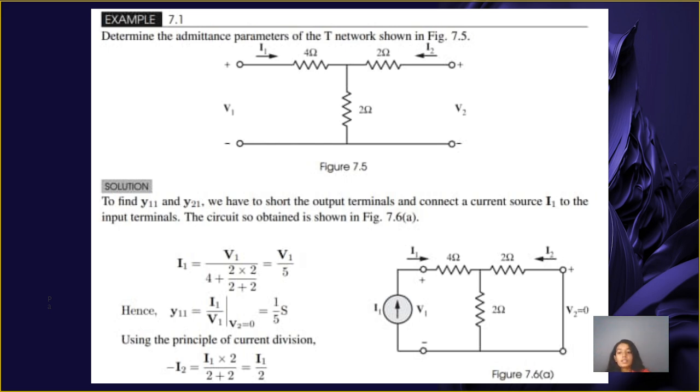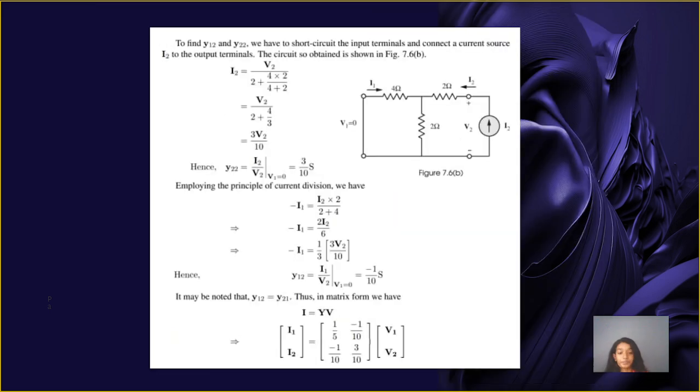Hence our Y11 equals I1 by V1 at V2 equals 0, which gives 1 by 5 Siemens. Using the principle of current division, we get minus I2 equals I1 into 2 divided by 2 plus 2, which equals I1 divided by 2. Similarly, we will find Y22, where Y22 will be 3 divided by 10, that is I2 divided by V2, and our final Y12 will be minus 1 divided by 10. So putting this into matrix format and solving, we'll get the solution.